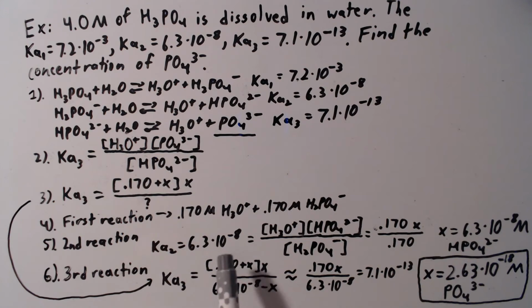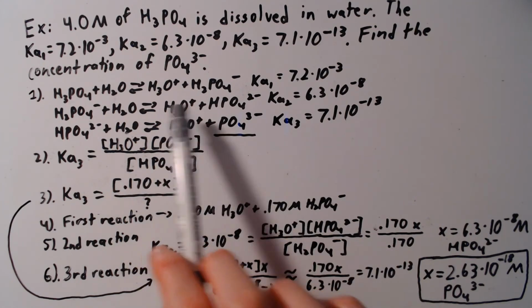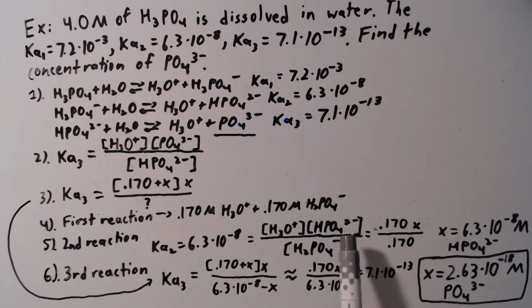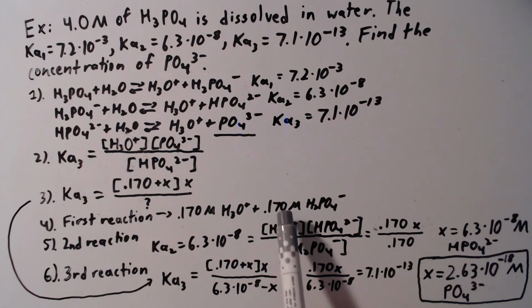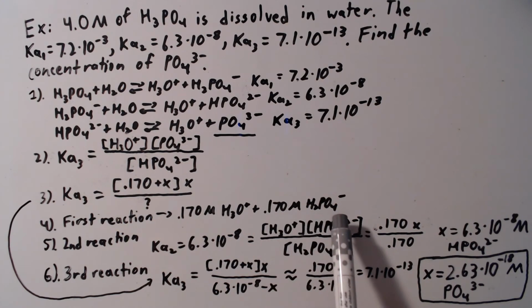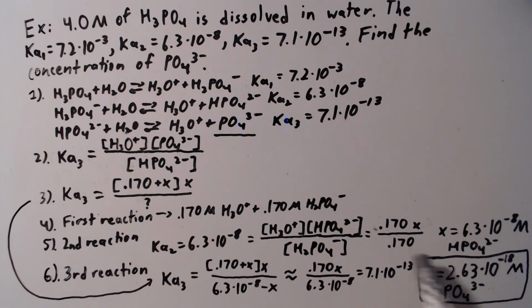So the Ka2, which is 6.3 times 10 to the negative 8th, equals the product concentrations multiplied on top, so the H3O plus times the HPO4, over the reactant concentration, which is H2PO4 right here. And in this case, we know that from the first reaction we got 0.170 molar of H2PO4 that was used up here, so we can put this H2PO4 concentration as 0.170 molar. So 0.170 here on the bottom.